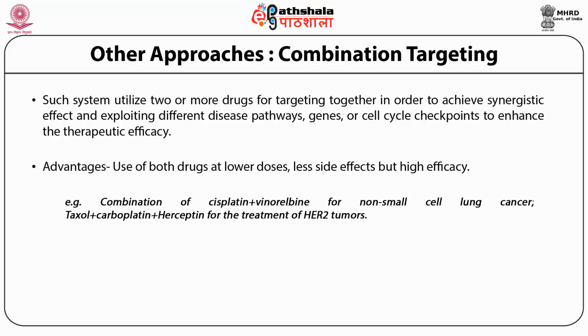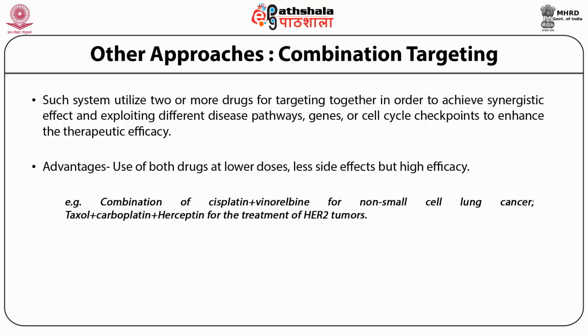The combination targeted approach also allows scientists to use the drugs at a lower dose range, which leads to a reduction in the cytotoxicity of the drugs while also enhancing the therapeutic efficacy. Therefore, this technique presents a promising example for future nanomedicine. For example, a combination of cisplatin and vinorelbine for the treatment of non-small cell lung cancer has been successfully achieved. Another example includes Taxol, carboplatin, and Herceptin for the treatment of HER2 tumors.